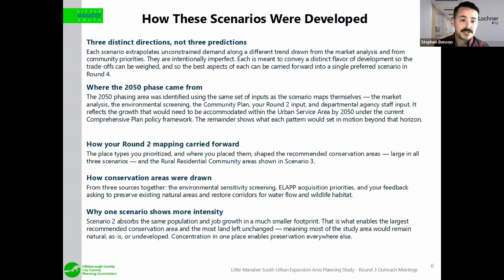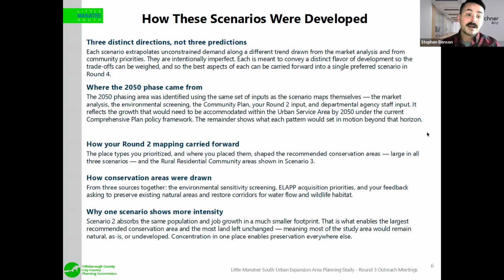So looking at how these scenarios were developed, these are three distinct directions. They're potential futures, but they are not predictions. Each scenario sort of extrapolates out an unconstrained demand along a different trend. That trend is drawn from assumptions and information that was produced in the real estate market analysis, looking at what's happening in this market area and what's driving the private sector, what's going to be driving future petitions for rezonings and comprehensive plan amendments.